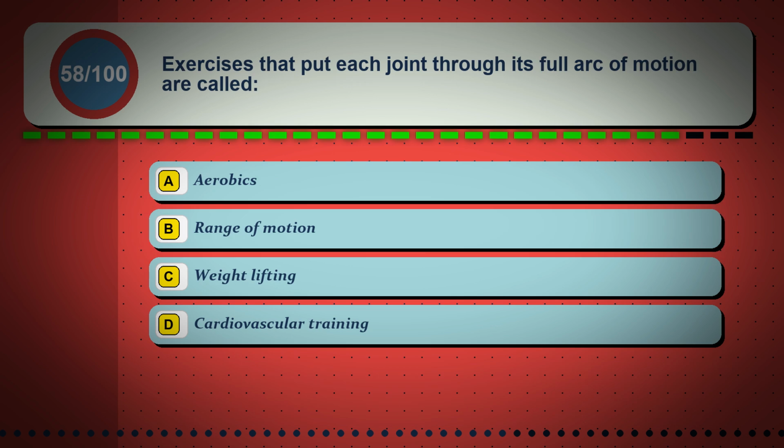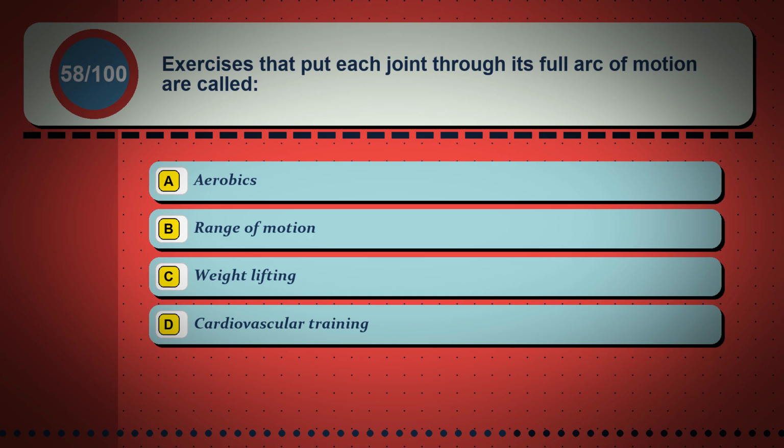Question 58. Exercises that put each joint through its full arc of motion are called: Option A, aerobics. Option B, range of motion. Option C, weight lifting. Option D, cardiovascular training.